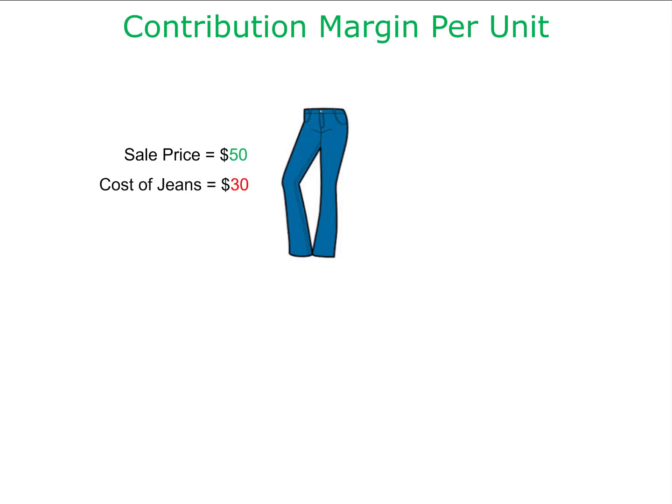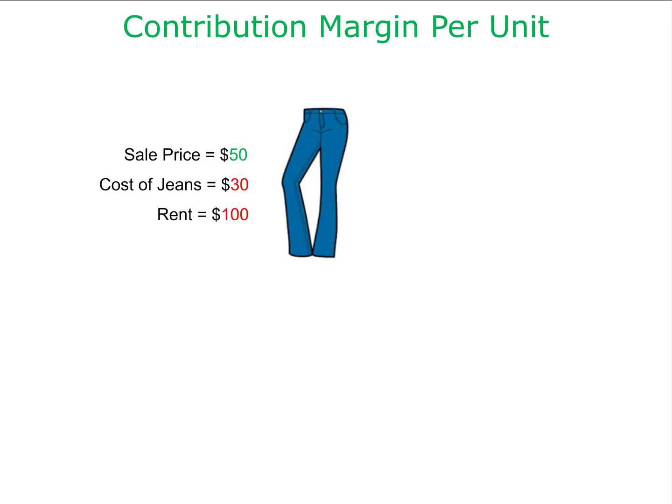So it looks like the cost of her jeans has gone up from the previous slides. That's inflation for you. But that doesn't matter for this lesson. She has one other cost, rent. She still pays her parents $100 per quarter to operate the business out of their garage.